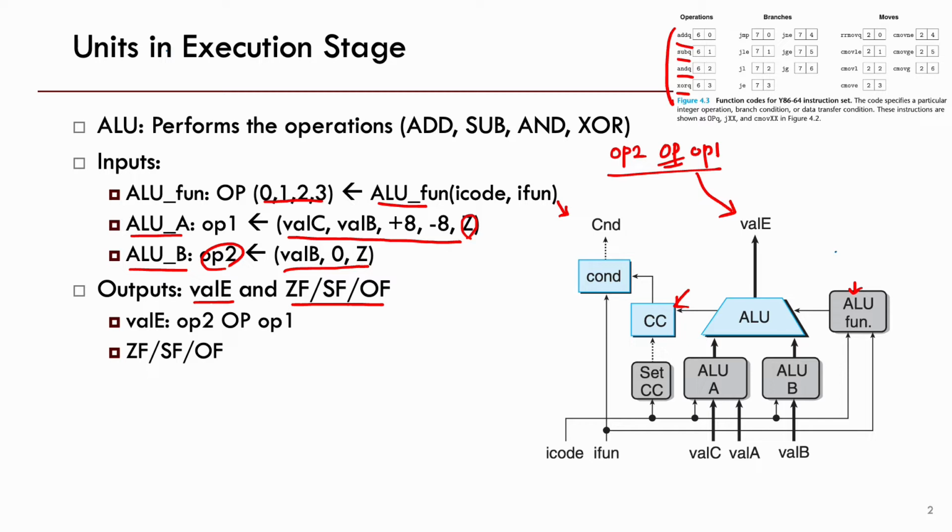In the next slides, we will see how we generate these condition flags in the ALU, and then we will talk about in which condition we will store this condition code to the CC. And then next we'll talk about the condition module, which will be used by jump and conditional move instructions.